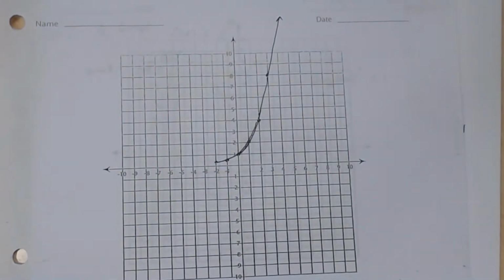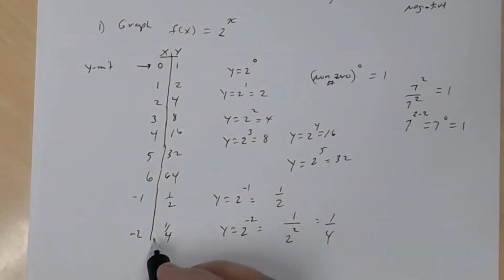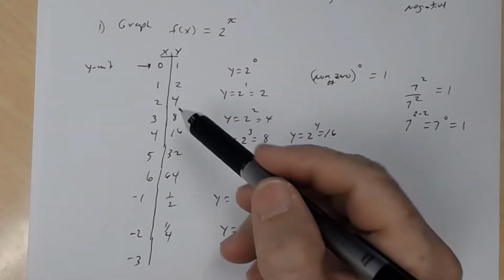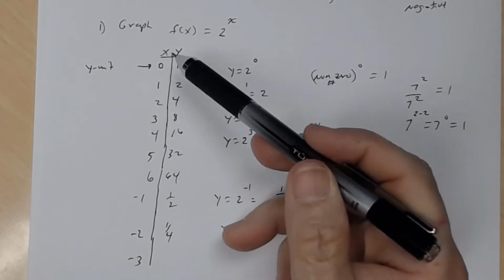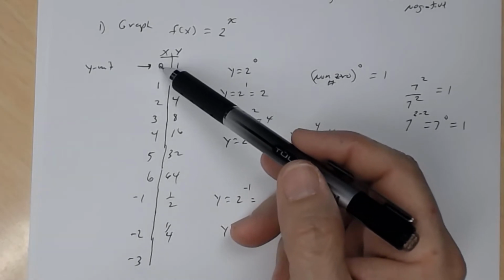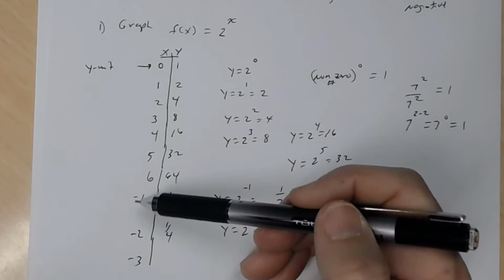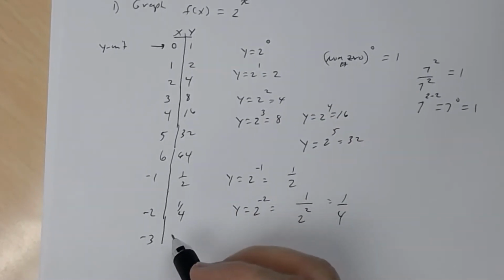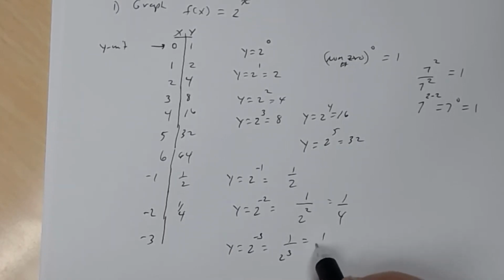Now let's let x be, let's say, -3. Notice I'm using integers here, but remember you could use decimals. When you use decimals, you start getting decimals here, so just go ahead and use integers. Now, when x is -3, I get y equals 2 to the -3rd power, which is 1 over 2 to the 3rd, which is 1/8.